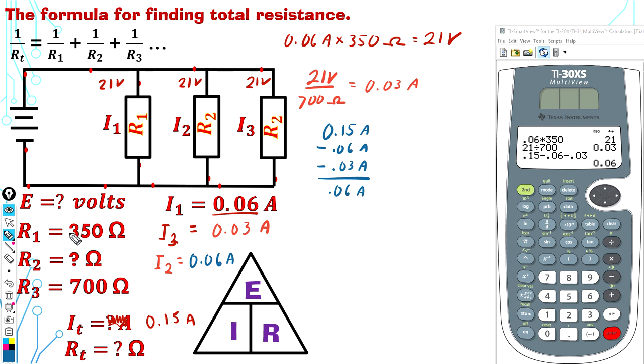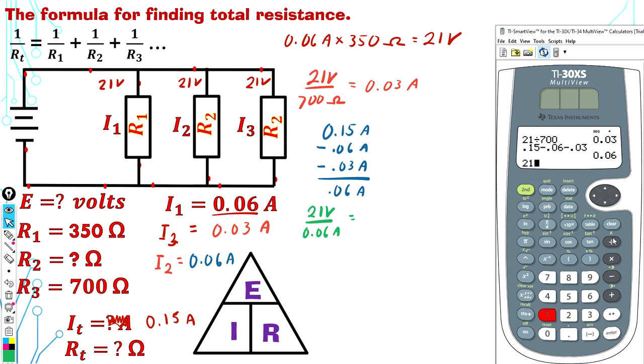I mean, I can go ahead and do the division there. I'll go with green, not real happy with it, but okay. So we're going to take 21 volts divided by 0.06 amps. 21 divided by 0.06, and that gives me the 350, just like this one up here. That's 350 ohms.